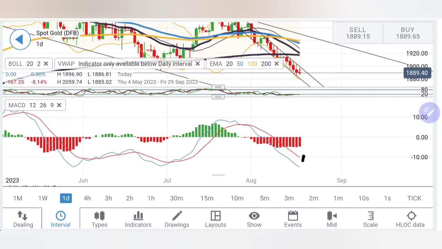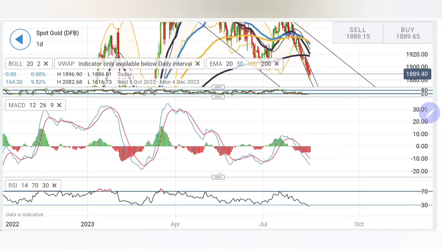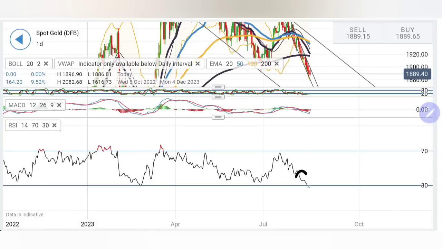Now MACD on the daily charts has again shown bearishness here. See, it has achieved the bottom here. It has in fact breached the lows here. So here also the possibility for it to converge exists, and then we can expect it to retrace. RSI has hit oversold levels here on the daily charts as well.